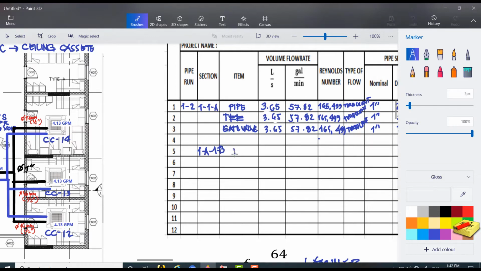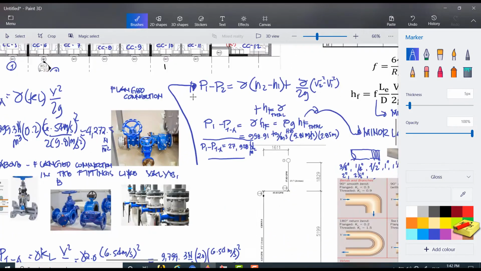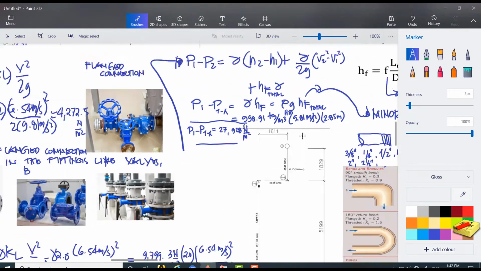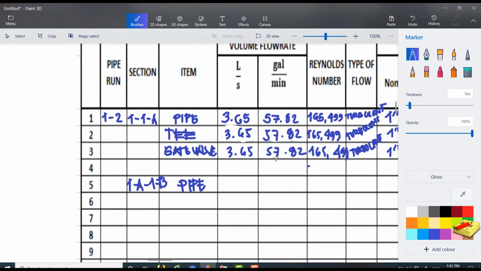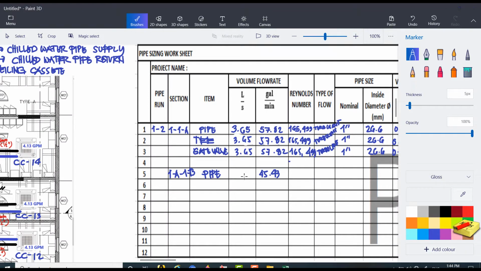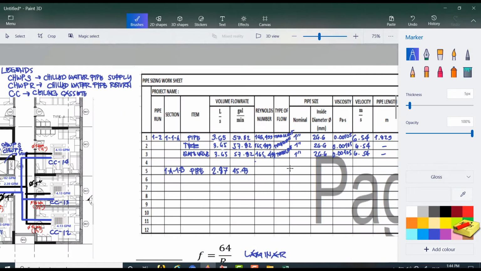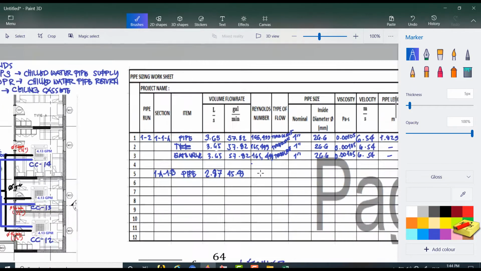Okay, so we go to pipe. Then we have your volume flow rate, which is how much? That one is 45.43 GPM. This is equal to 2.87 liters per second. Okay, so let's solve the Reynolds number for this pipe.